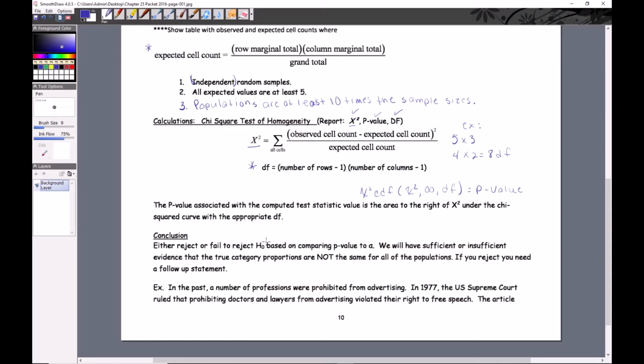So this is, in the past, a number of professions were prohibited from advertising. This is true. When I was a kid, lawyers and doctors could not advertise. And then in 1977, the Supreme Court came along and said, nonsense to that. That's a violation of free speech.